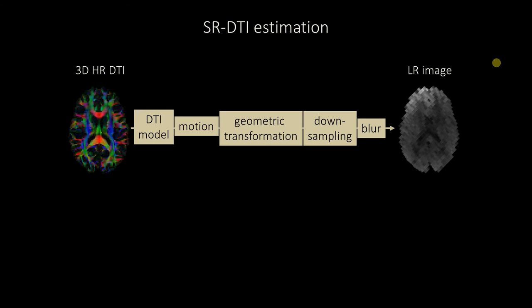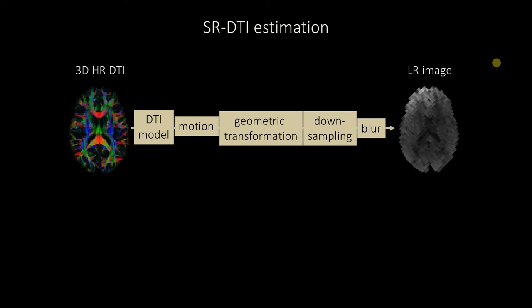Well, we're going to use a forward model. This forward model explains how to get a multi-slice low-resolution image out of high-resolution DTI parameters. So we know that to go to an image from our DTI parameters, we use the DTI model. So that's our first step. Then we also know there is motion, because there's always motion.